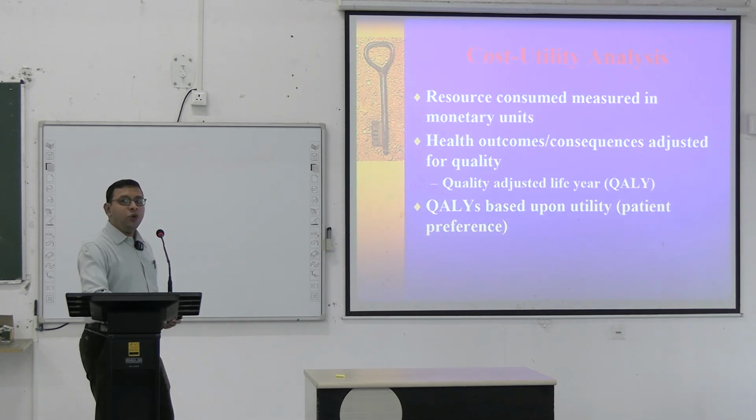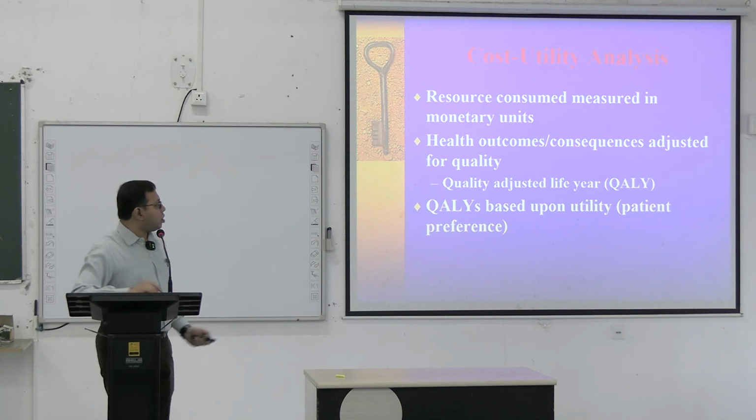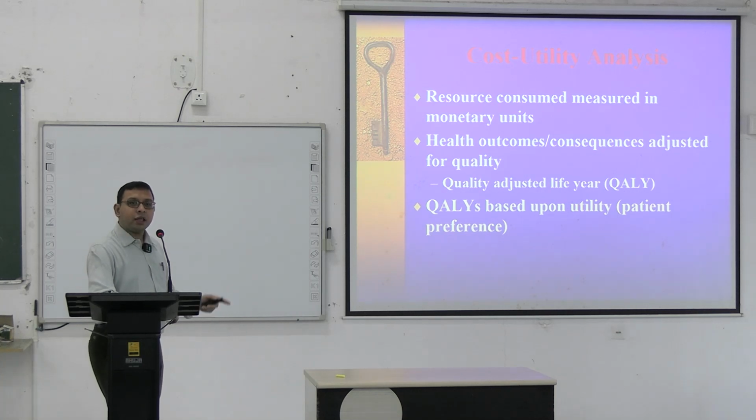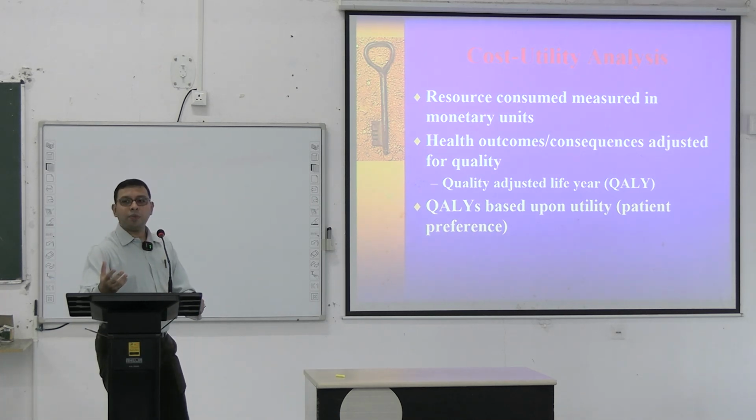Next, coming to the cost utility analysis. So we have seen the cost minimization analysis, cost effectiveness analysis, cost benefit analysis. Last, coming to the cost utility analysis. Here the resources consumed are measured in monetary units and the health outcomes adjusted for life are used in the numerator. That is quality adjusted life year. This expresses the quality of life of the patients. For example, if there is disability, the patient cannot go to the job, so there may be some loss of wages. This can also be calculated under the cost utility analysis.